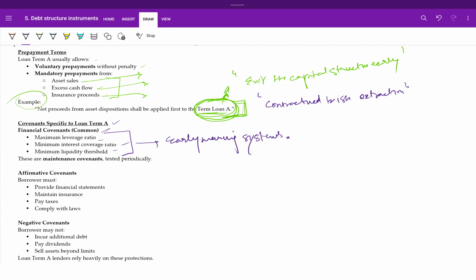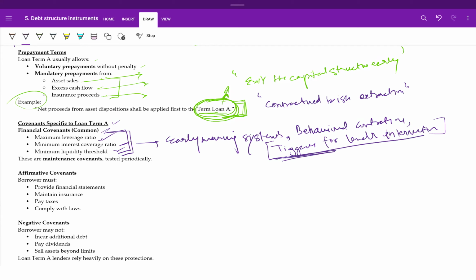These are behavioral constraints and triggers for lender intervention. Unless you breach any of these covenants, the lender will not interfere in your management or your operations. But once you breach any of these covenants, this will be a trigger for lender intervention.